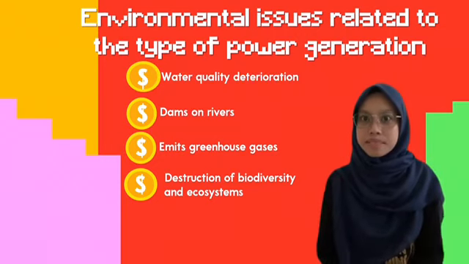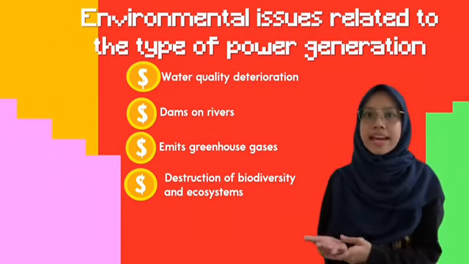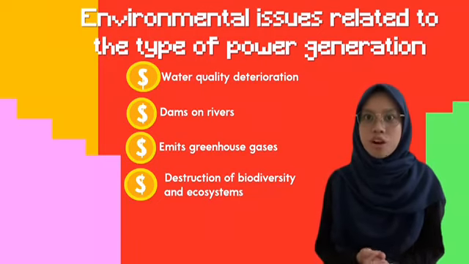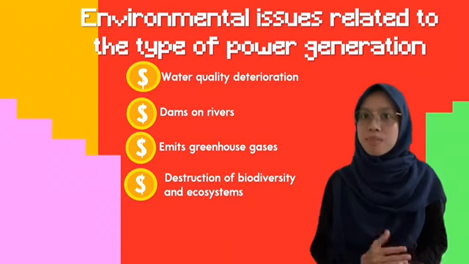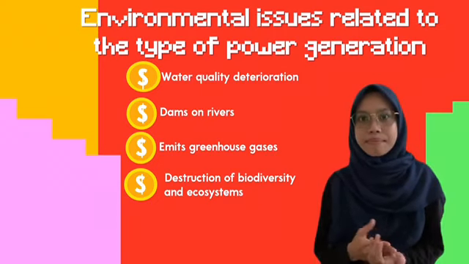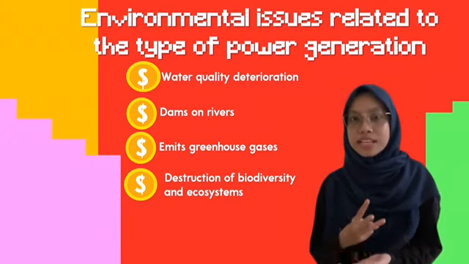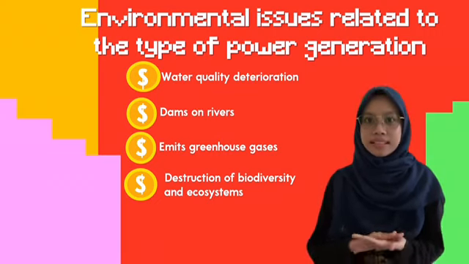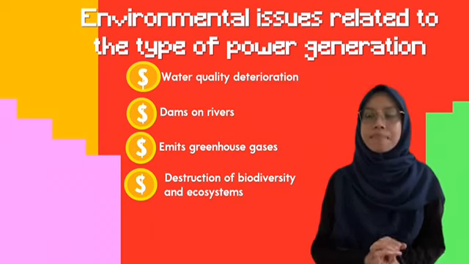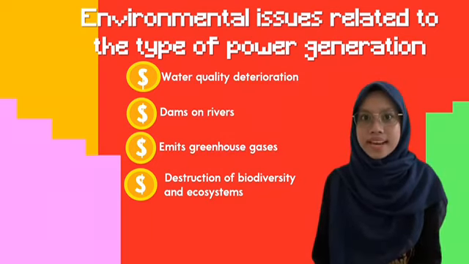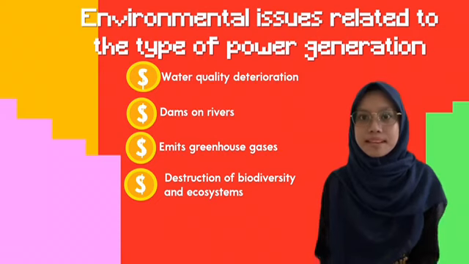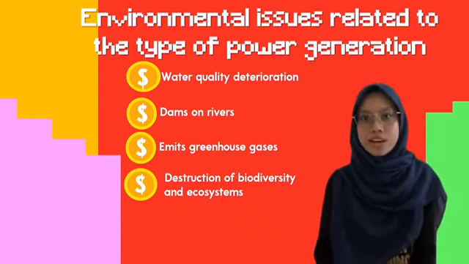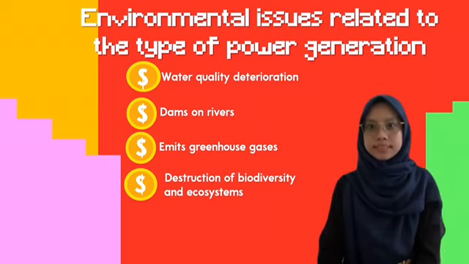Next is dams on river. It can obstruct the river flows, affecting the habitat of a number of aquatic organisms. Moreover, it also can emit the greenhouse gases. At three different stages of a hydropower generation, greenhouse gas emission might occur. Emission from the manufacture and transportation of construction materials as well as work equipment occur during the construction process.